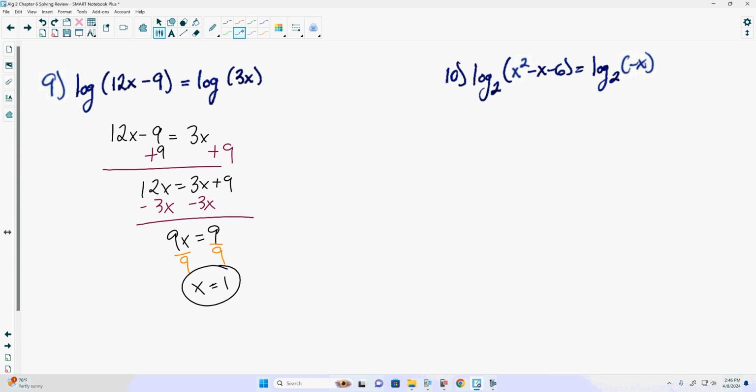Again, just like number 9, number 10, log base 2 of x squared minus x minus 6 is equal to log base 2 of negative x. Since the logs are the same, what's inside, x squared minus x minus 6, is going to have to equal negative x if these are indeed going to be equal.